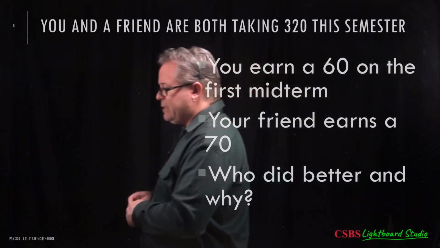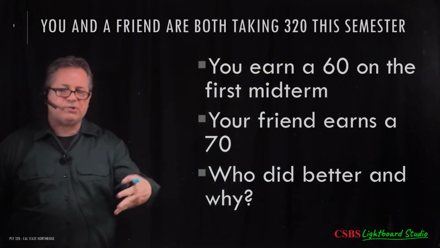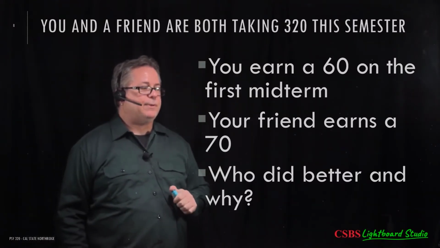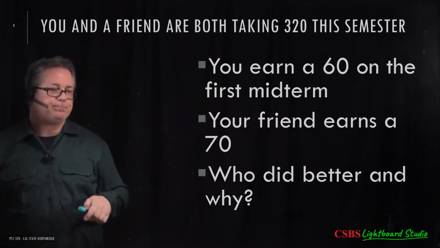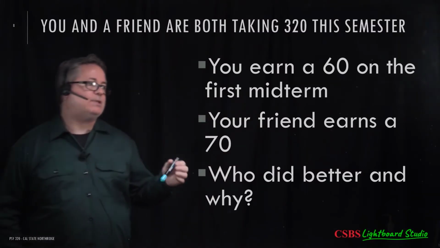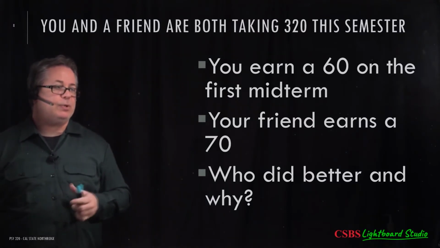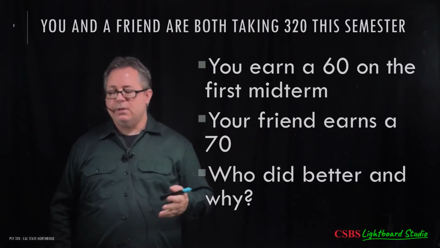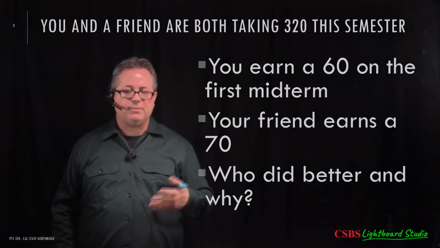So let's say you and a friend are both taking 320 this semester or this session or whatever it is, with different teachers, different classrooms. And you earn a 60 on your first midterm and your friend earns a 70. Who did better and why? If you've ever had discussions with friends about grades, some of this stuff may come up.